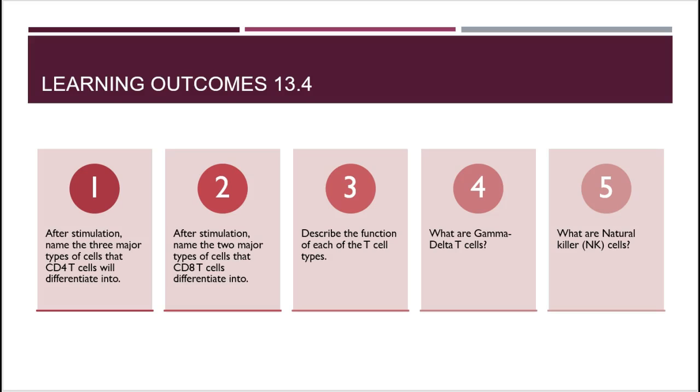There are 5 learning outcomes for this mini lecture. First, after stimulation, name the 3 major types of cells that CD4 T cells will differentiate into. 2, after stimulation, name the 2 major types of cells that CD8 T cells differentiate into. 3, describe the function of each of the T cell types. 4, what are gamma delta T cells? And finally, what are natural killer cells?